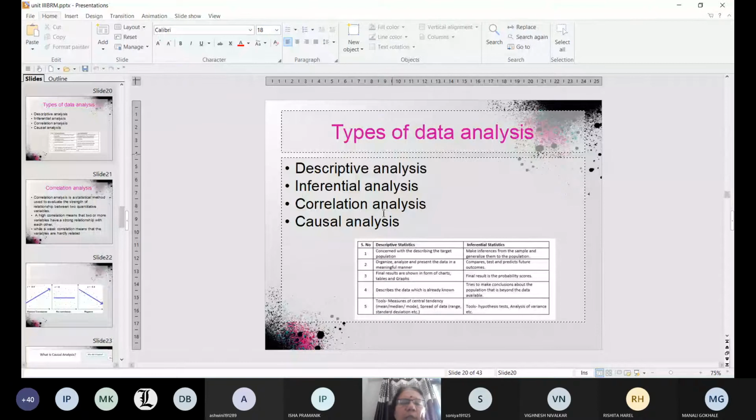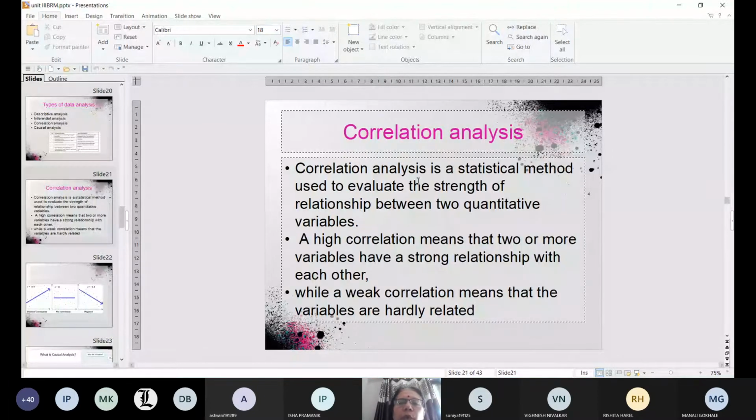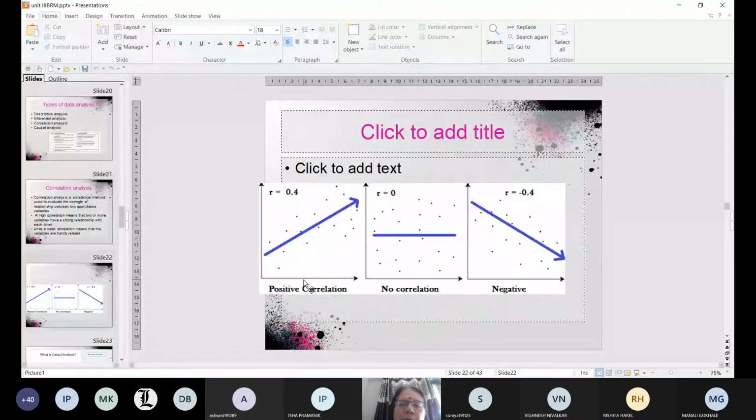Correlation analysis is where you try to establish a relationship between two different variables. For example, you may have positive correlation where, when you are plotting the points of the two variables, you will establish a positive relation between the two. So that is called positive correlation. If you find a trend which is downward, it is negative correlation, and if you find there is no trend at all, it is no correlation.